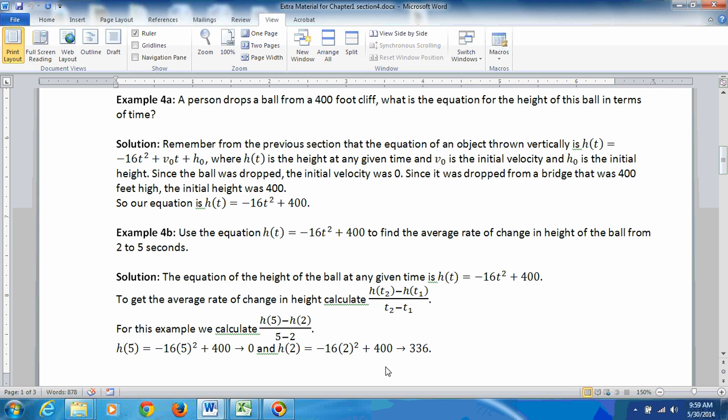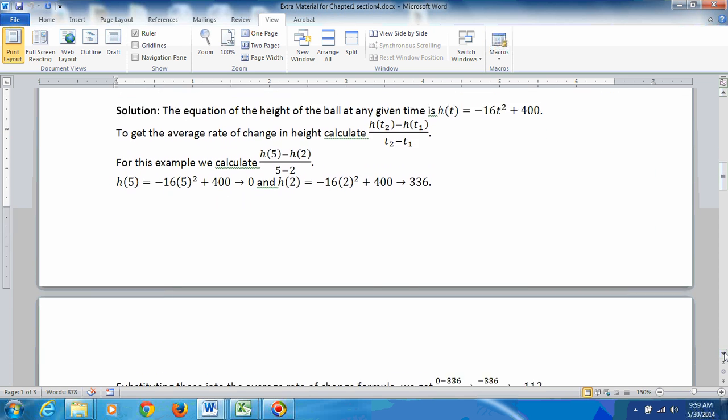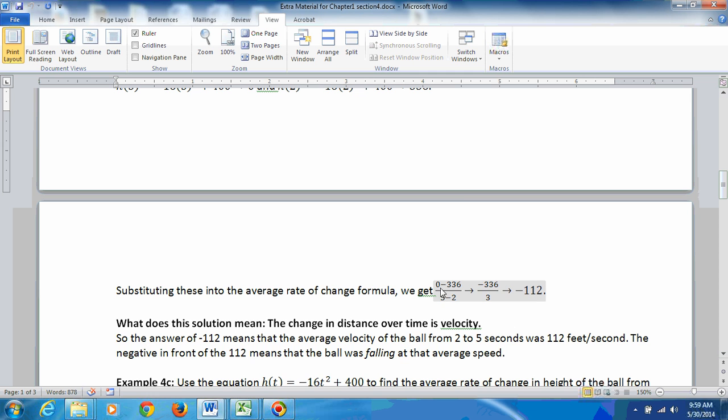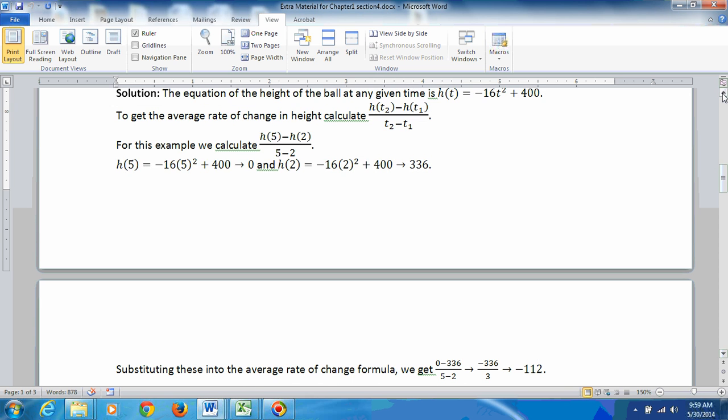So there's my two y values. Here's my two x values. And then just work it out here. So it's going to be 0 minus 336 over 5 minus 2. And again, where that came from was, see, here's what I got when I substituted 5 in. I got 0. So make sure they line up above each other.